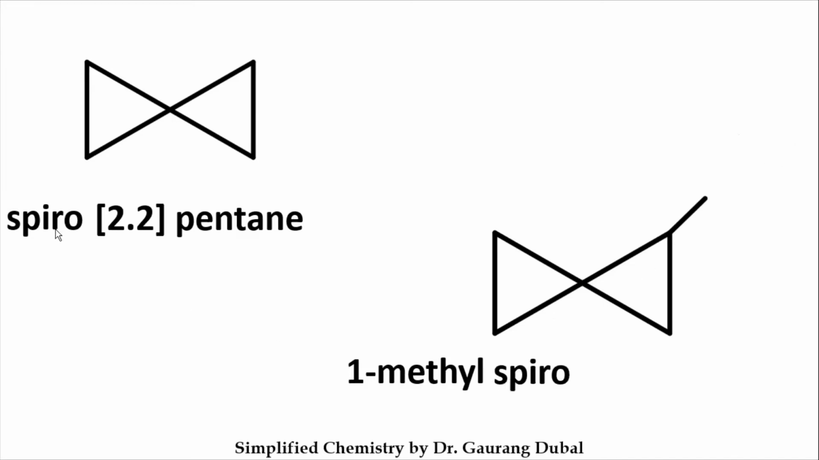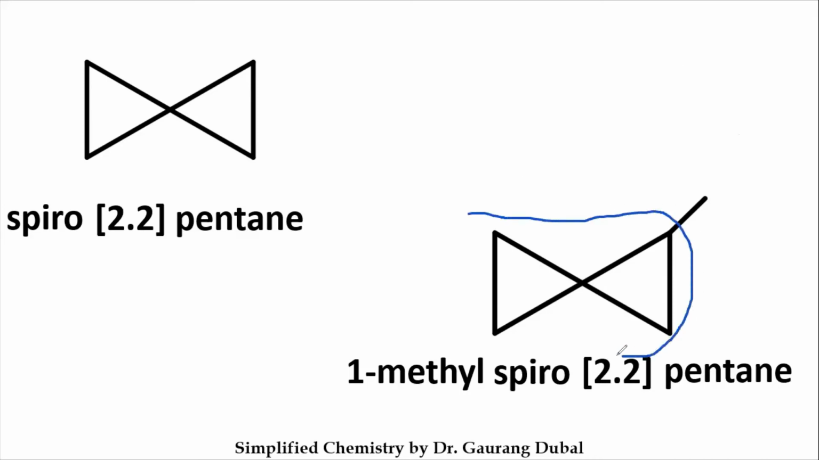Spiro. As we know, we have to write first Spiro, then we have to make a bracket, and we have to write the number of carbons on both sides. Here 1 and 2, here also 1 and 2. So the nomenclature will be Spiro 2,2, both sides 2 carbons other than the Spiro carbon, right? And the total number of carbon in the Spiro system.